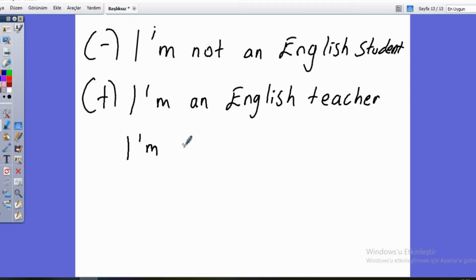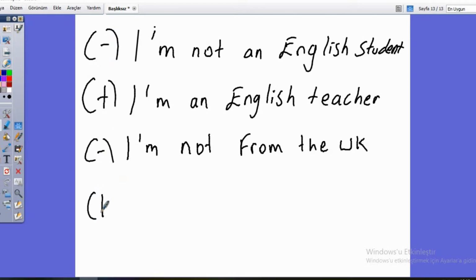I'm not from the UK. Negative, positive forms. I'm from Turkey.